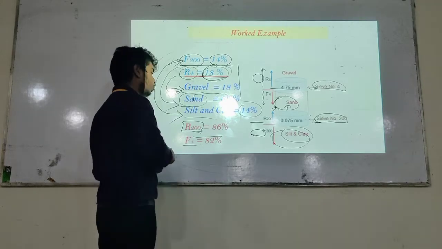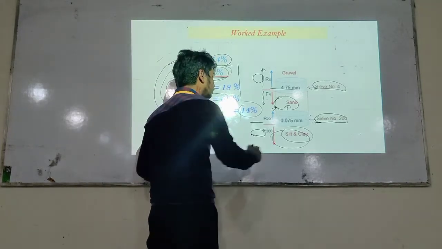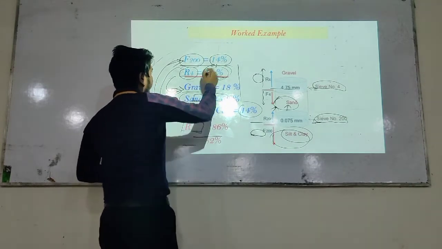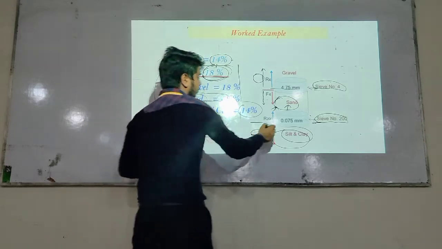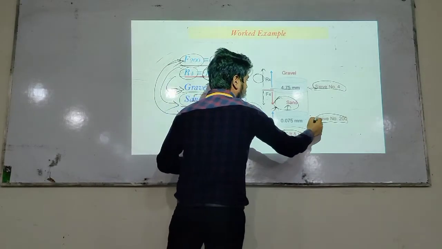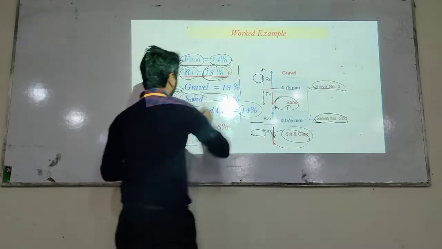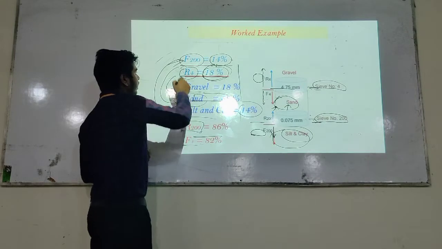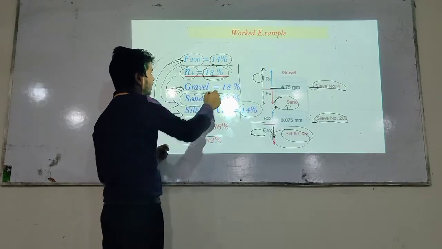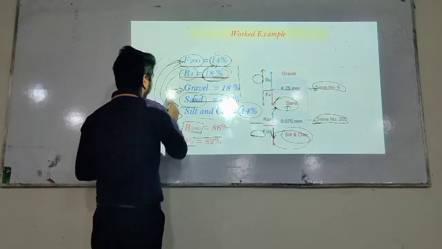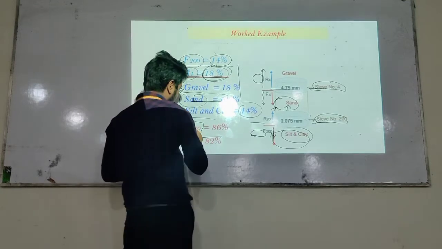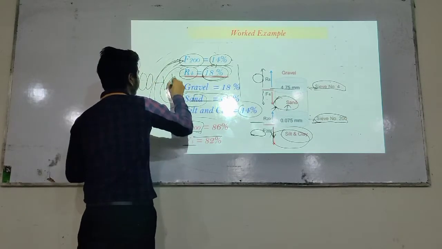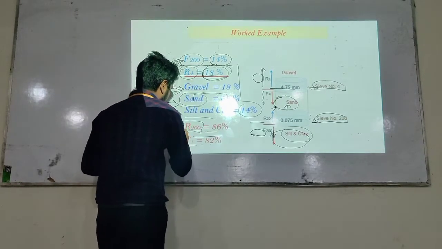R200 means particles retained on sieve number 200. Here we can see that the fines passing sieve 200 are 40%. That means if we subtract F200 from the total aggregate, we can find R200. The total aggregate is 100%, minus 40%, we can get R200.